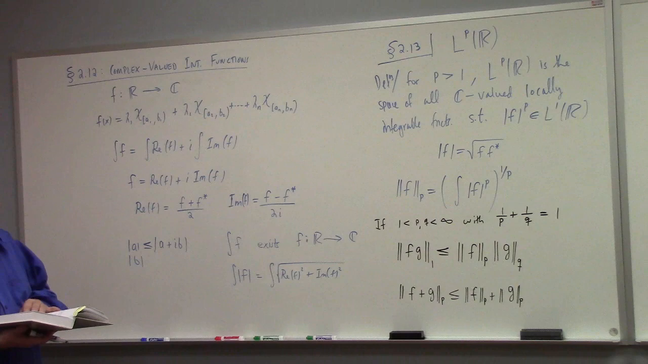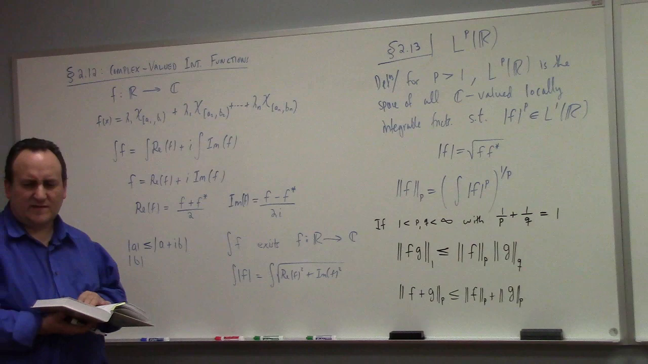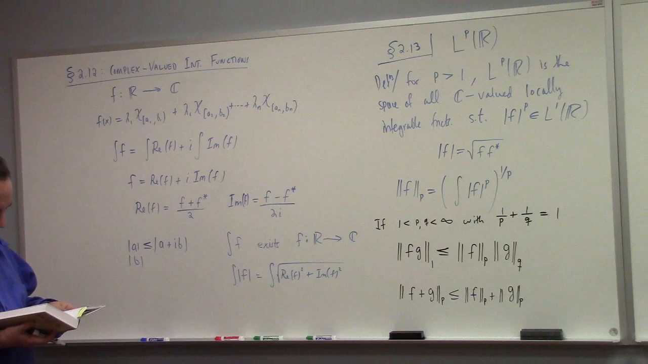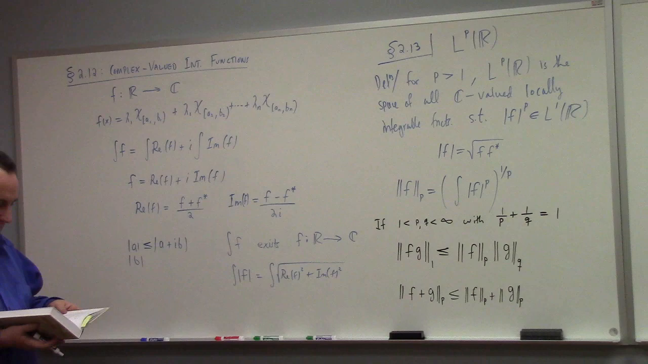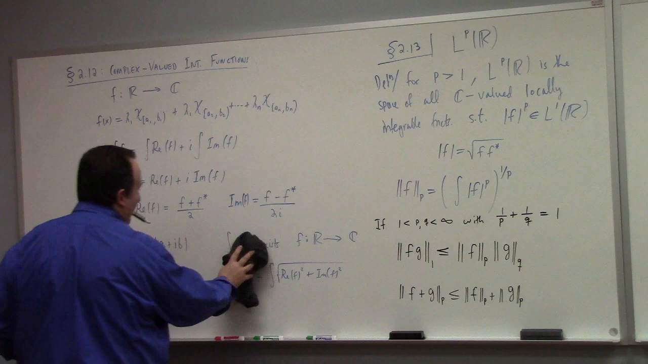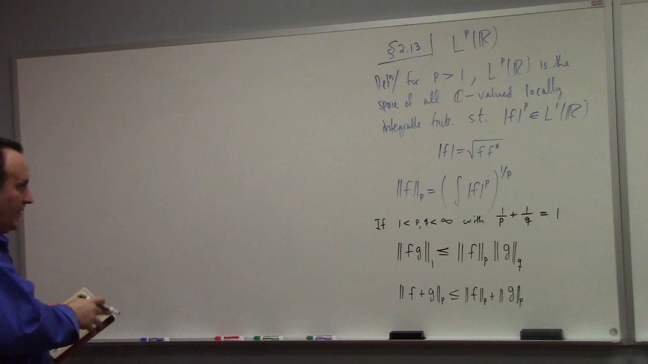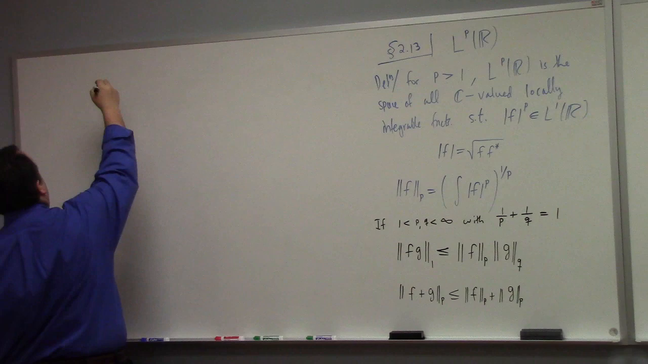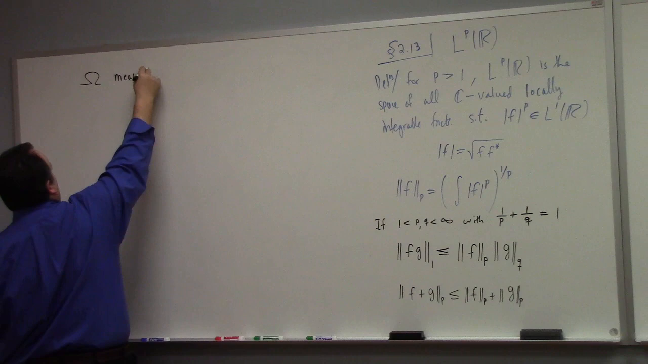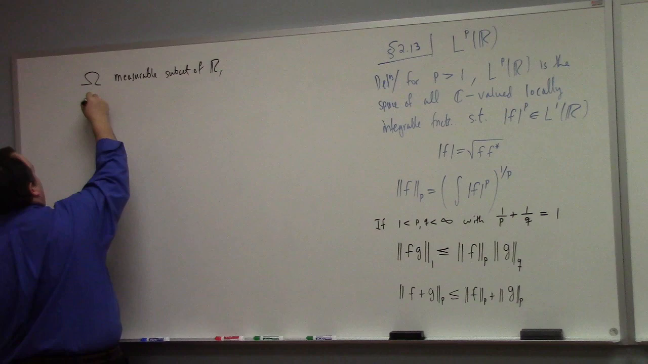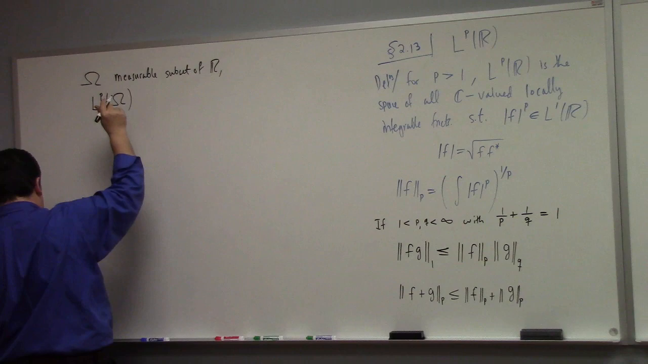Meaning that every Cauchy sequence of complex valued Lebesgue integrable functions converges inside the space. That seems like you're saying something there, doesn't it? The proof is about a page. And then he also introduces, for omega a measurable subset of R, he says you can define L upper P of omega. What's that going to be? This is the space of all complex valued measurable functions f on omega.